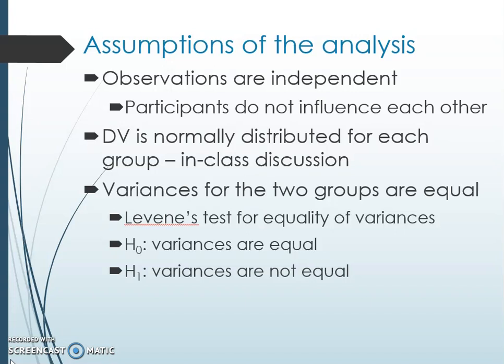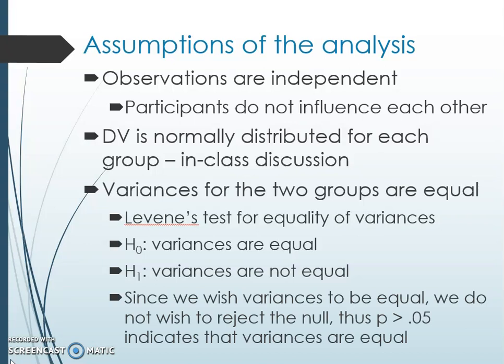But the two hypotheses for the Levene's test is the null is that the variances are equal. Whereas if that's rejected, then we might assume that the variances are not equal to one another. Recall that our goal here is to ensure that the variances for the two groups are indeed equal. So since we want them to be equal, we don't really want to reject that null hypothesis. So if the results of Levene's test gives you a p-value of greater than 0.05, then that's a good thing, and that indicates that the variances between the two groups are equal in the population. So that's a good thing.